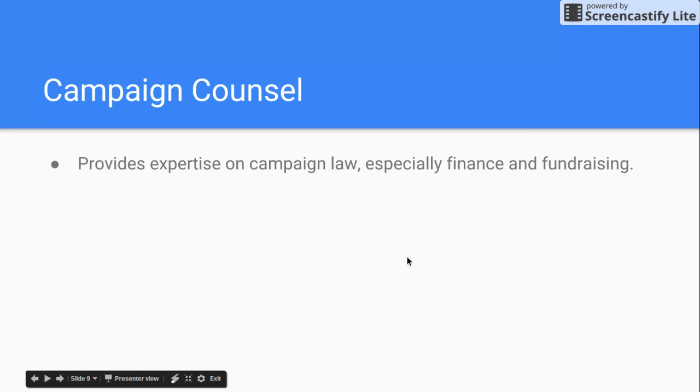The campaign counsel. So basically you need a lawyer who is an expert in campaign law, especially the finance and fundraising, to make sure that you're not violating any laws. So for instance, there is a max in how much you can receive from one donor. So some big company or whatever might be willing to give you a lot more money than they're legally able to give you. So you have to have a lawyer on staff to make sure that you don't violate laws.